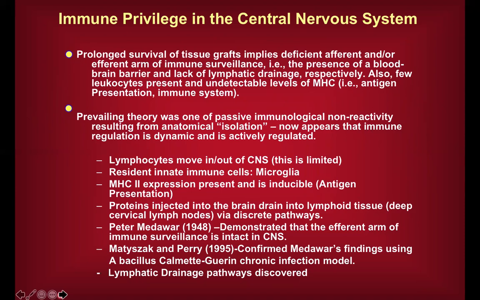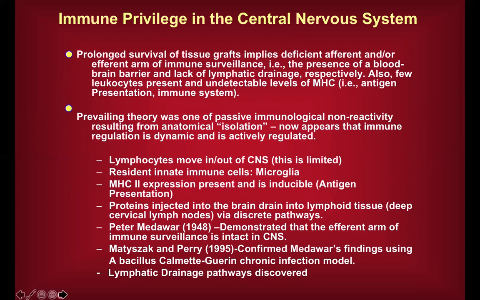So it appears that immune regulation is dynamic and actively regulated. We know that lymphocytes move in and out of the CNS, and we'll talk about that. We know more about the resident innate immune cells, the microglia, and we'll talk about them exhaustively probably. And we know that MHC, which is important for antigen presentation, is present in the brain and is inducible. So you can see evidence of antigen presentation within the brain and by cells of the brain, particularly microglia and CNS macrophages.